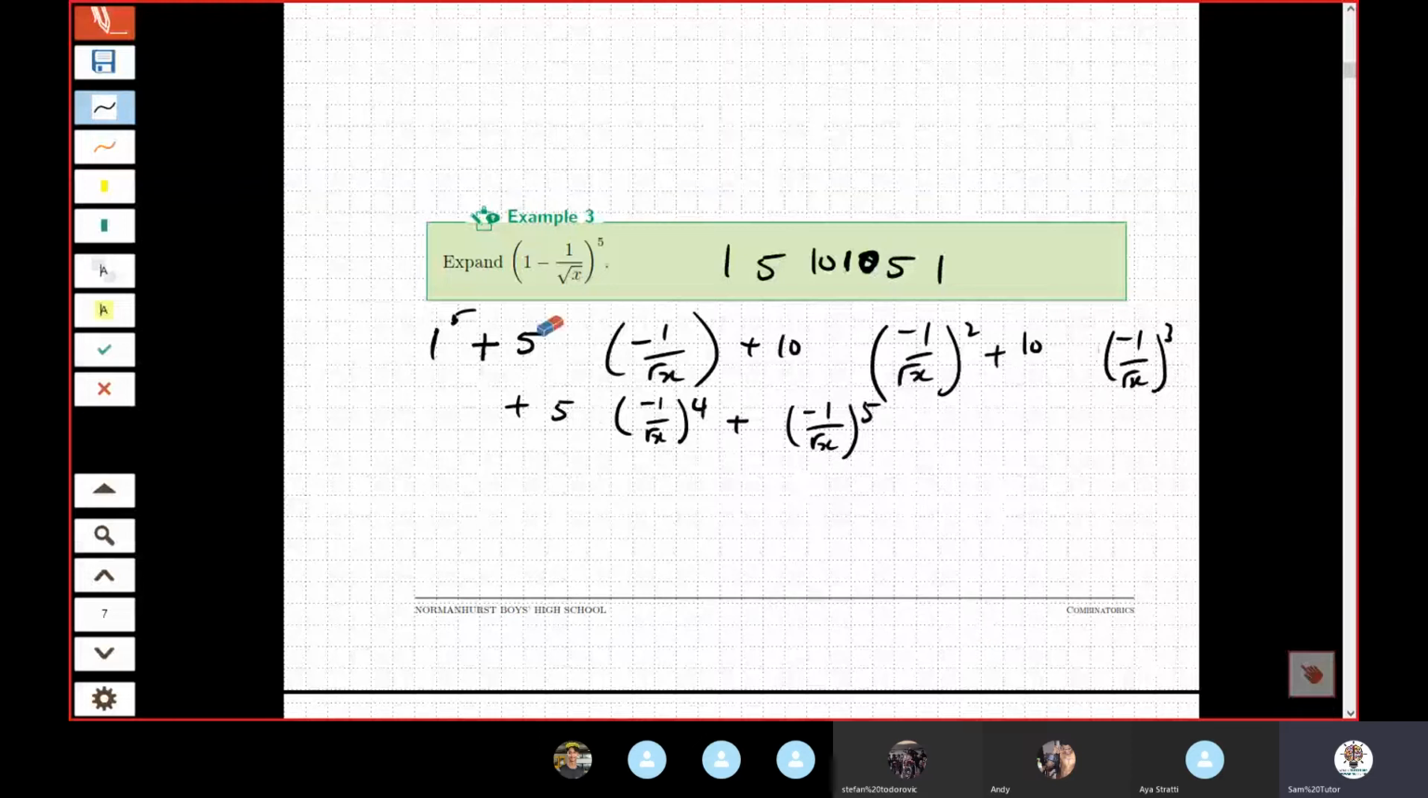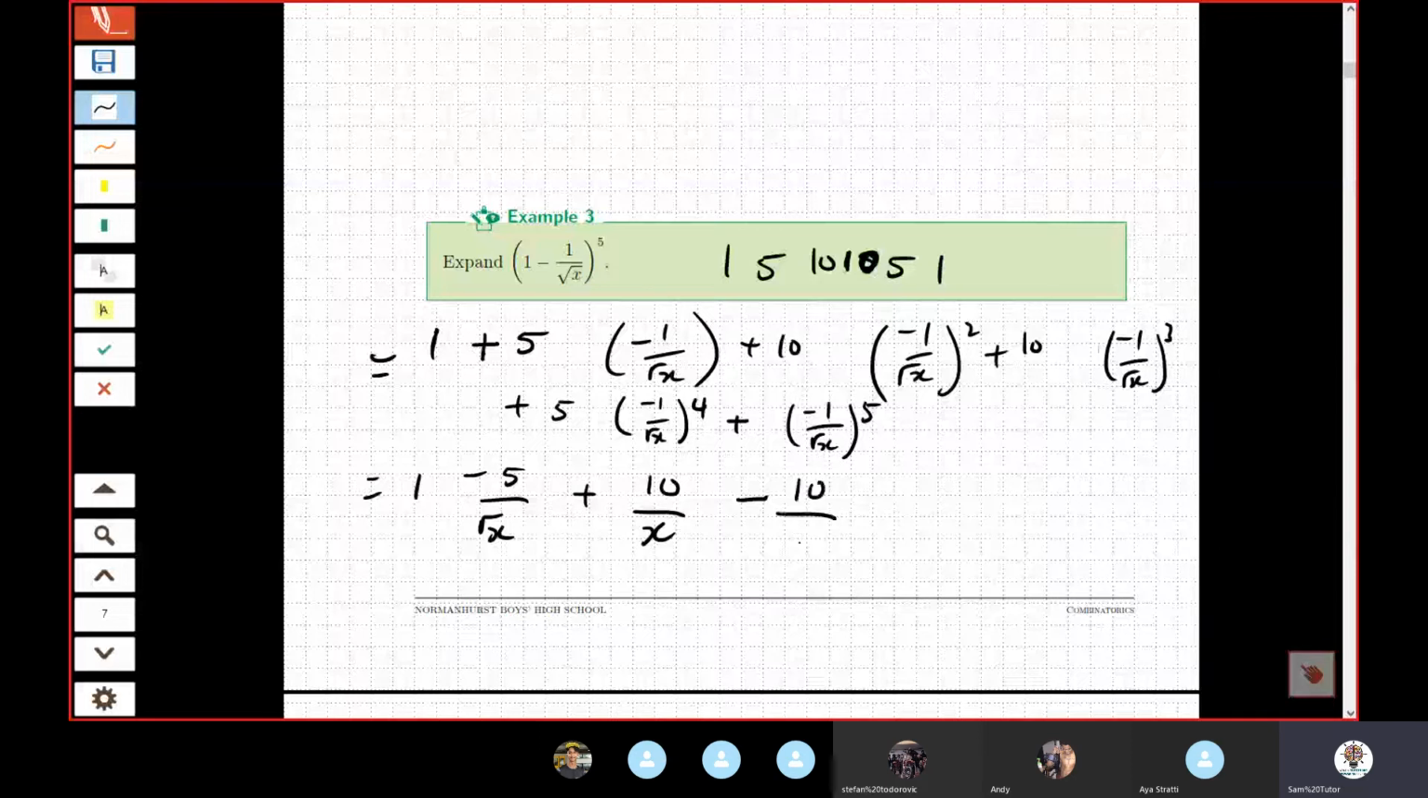Do we understand that? 100%, right? Okay. Then I'm just going to make it look good, and I think that's it. There's not much more you can do with this. So 1, and then this becomes minus 5 on root x. This is positive, so plus 10 on x, because the root and the squared cancel out. This one's a negative because it's cubed, so negative 10 on root x cubed.